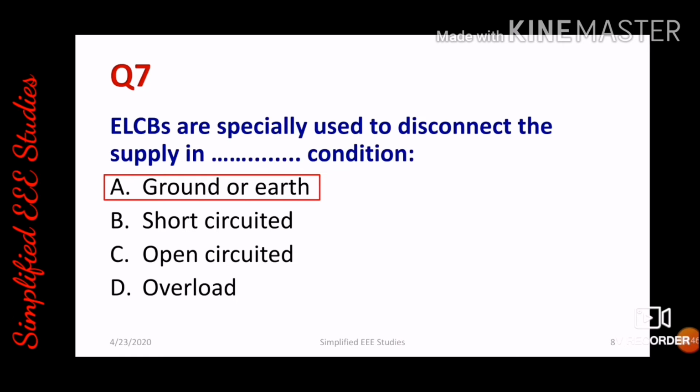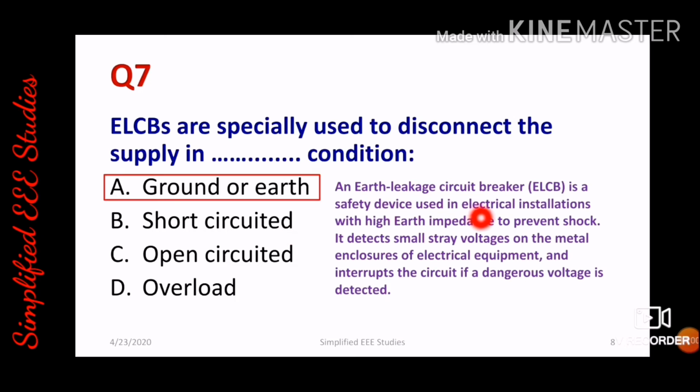So let us have a brief discussion on ELCB, MCB, RCB, etc. We have to know some good information regarding those protective devices. Let me explain some basics on ELCB first. An earth leakage circuit breaker, you can call ELCB, is a safety device used in electrical installations with a high earth impedance to prevent shock. It detects small stray voltages on the metal enclosure of electrical equipment and interrupts the circuit if any dangerous voltage is detected. So that is why we use ELCBs.